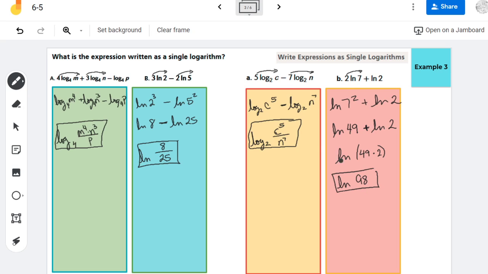So there we have it, guys. That is how to write expressions as single logarithms. I don't know how many books call it compression, but I call it compressing of logarithms.